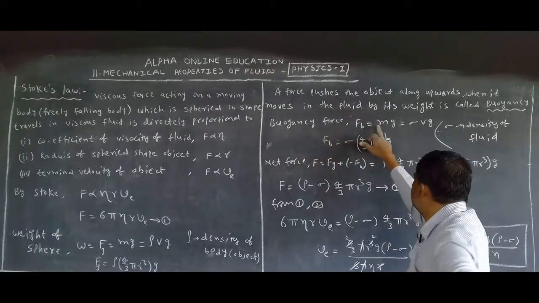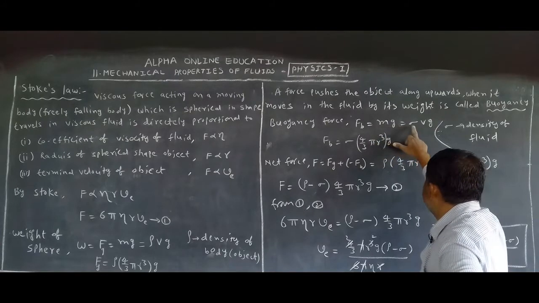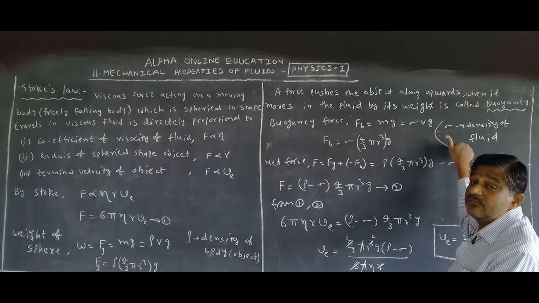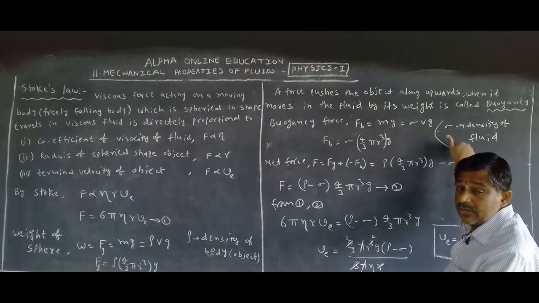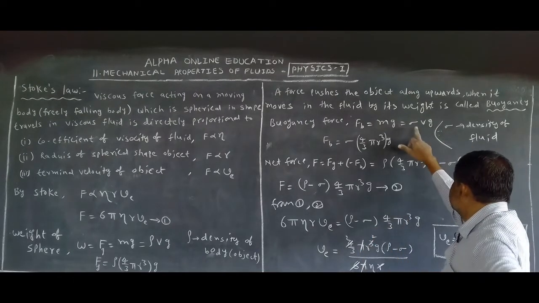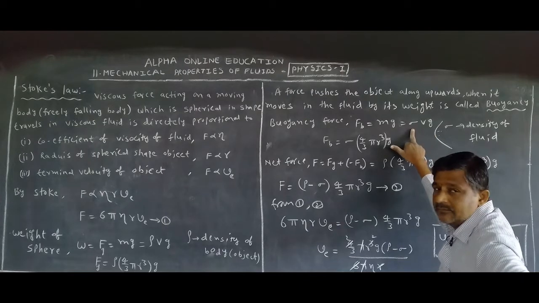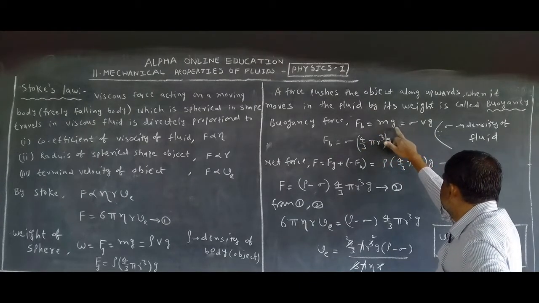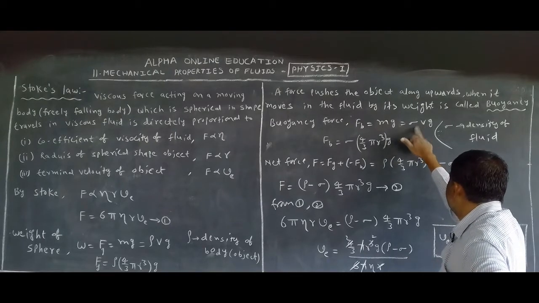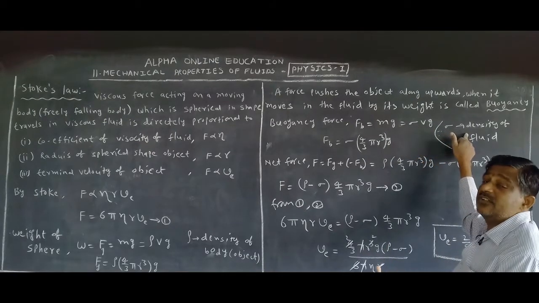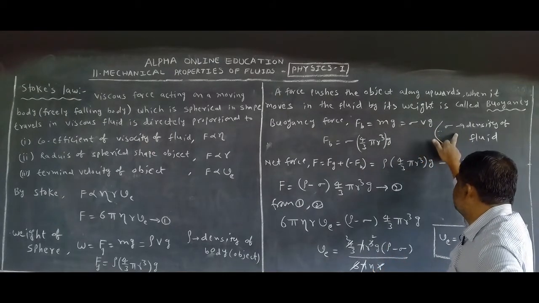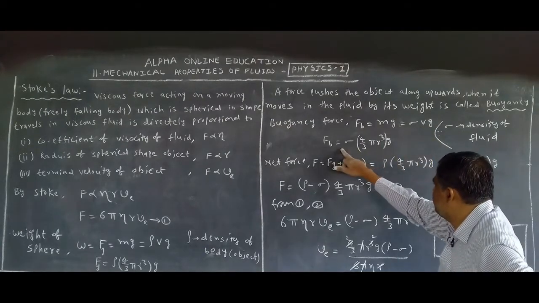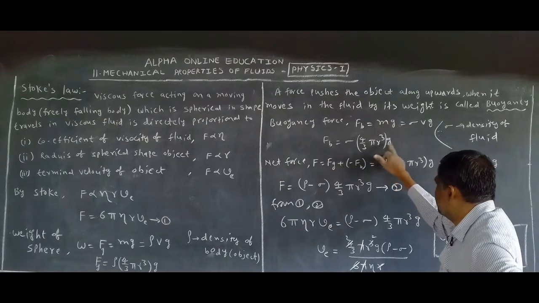Same, Fb is equal to mg, but here m is taken as sigma V. Buoyancy force Fb is equal to mg. What is m? Sigma into V. What is sigma? Sigma is the density of the fluid. Again V is the volume of the spherical object. So Fb is equal to sigma 4 by 3 pi r cube into g.